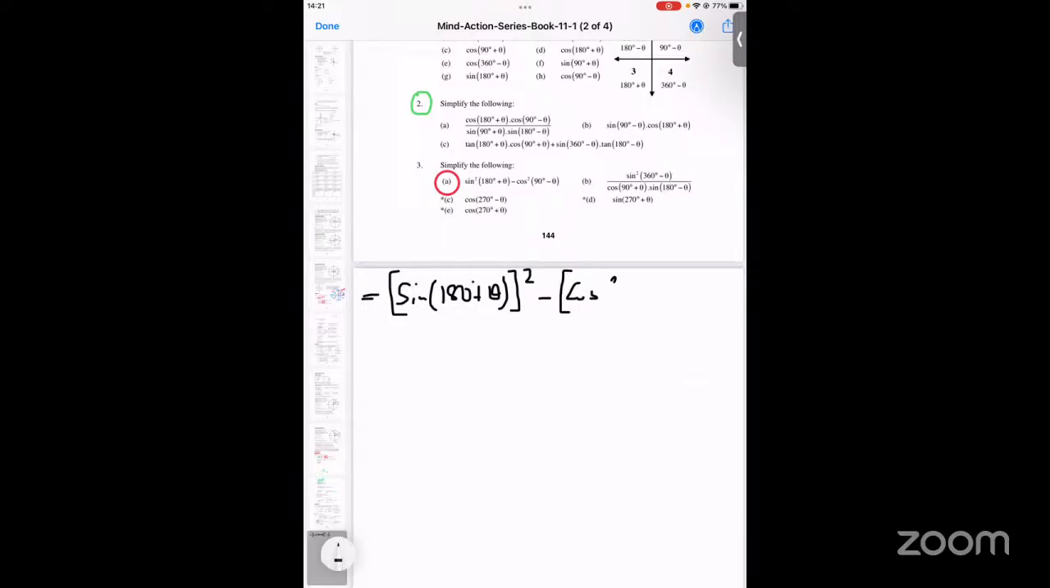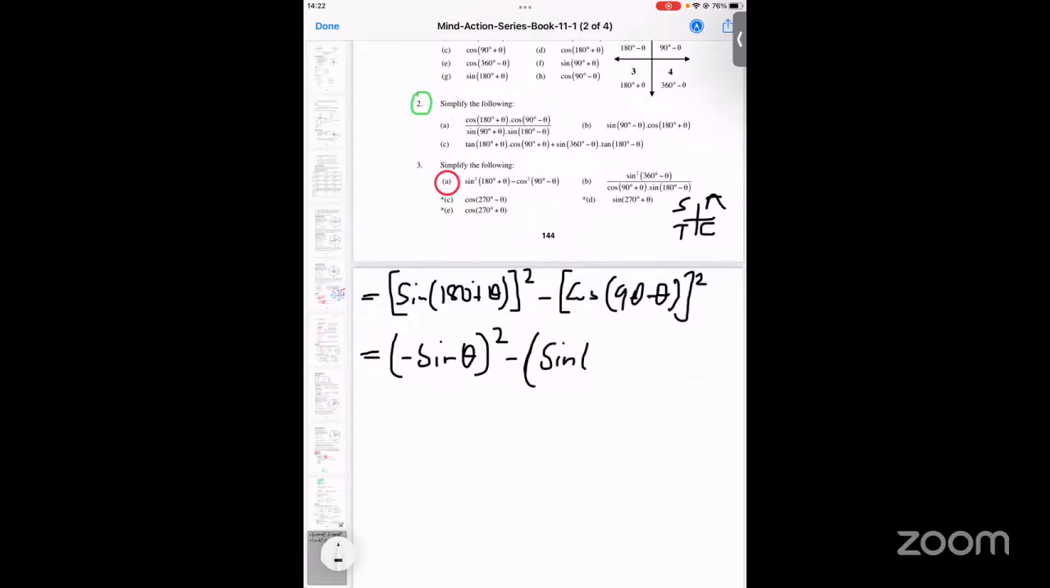Because 180 plus theta is in quadrant 3, it was going to be negative sin theta, bracket, that square, minus bracket, because it was 90 minus theta, it's quadrant 1, so it's cos sin theta, then bracket square. Then when you square it, it's sin square theta minus sin square theta, which is 0.